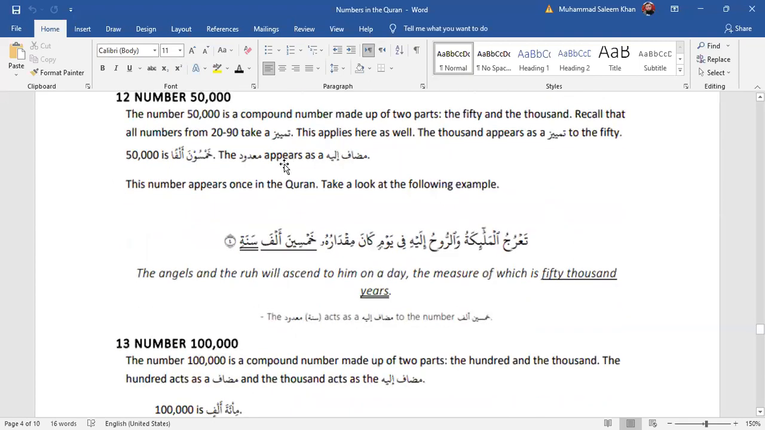Okay. Yeah, please read it. And if you read 20 to 90, take a tamyiz. First, it was written 20 to 80, and now it's 20 to 90, isn't it? I wanted to ask this. Yes, earlier 20 to 80. Uqud, yes. So all the uqud go up to 90. And if you see, common sense, they go up to 90, isn't it?